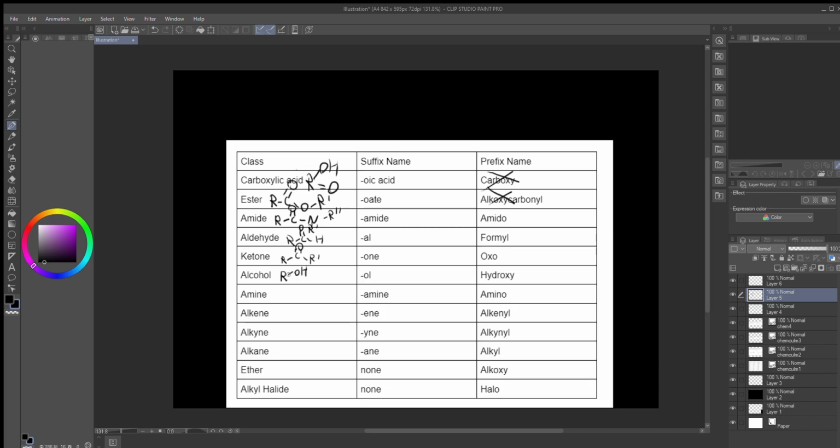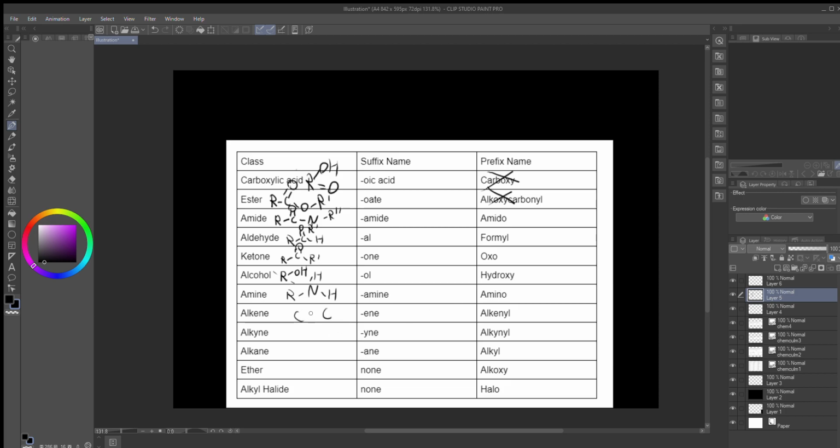And then we have alcohols. You can see them at the carbon chain here. You can see that it's single bonded to an OH, and the carbon chain continues in both ways. And so the suffix for this is -ol, prefix is hydroxy. And then we have amines. There's three types of amines, but I will be just talking about the primary amine for this video. It's a carbon main chain, single bonded to a nitrogen, single bonded to a hydrogen, and another hydrogen up here. Suffix is amine, prefix is amino.